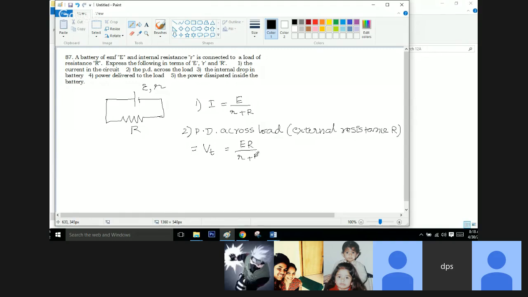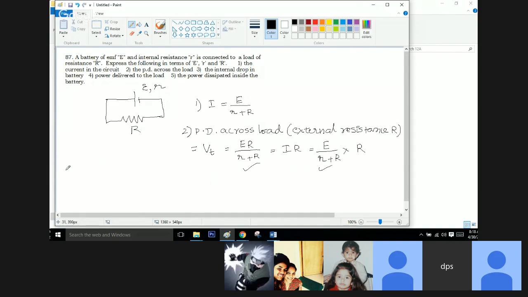Yesterday also under potentiometer we used this link. Do you remember? ER by r plus R. That is PD across load. Of course you can write it in the other way also, to be frank. You can happily write it as current into resistance. The current formula anyhow is at the top. It is E by r plus R into R. So that way if you remember also you'll get the same answer.